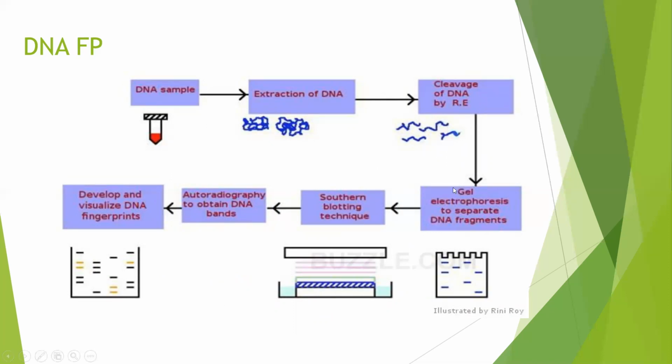Next step, gel electrophoresis technique. It can be used to separate DNA fragments. Look at here. This is the DNA fragments. Next step, Southern blotting technique. Okay, this is the stock. This is the gel. This is nylon membrane. These DNA fragments bind with the nylon membrane.